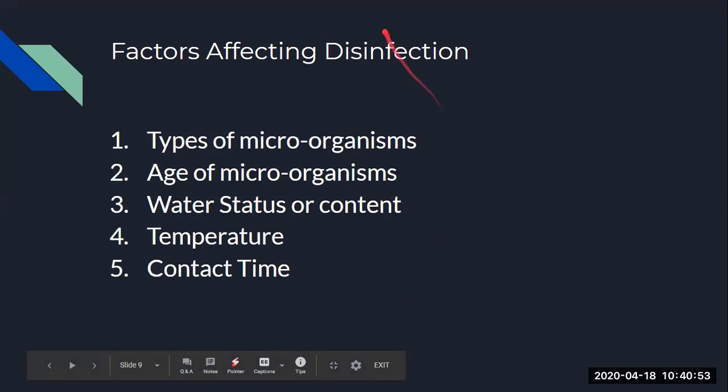Okay, so do we have any questions so far? In our first couple slides, we've actually covered quite a bit. We've looked at the different types of microorganisms. We looked at the life cycle of Giardia and Cryptosporidium. We looked at some of the diseases. We looked at pathogens. We looked at a definition for disinfection. Okay. We made a distinction between disinfection and sterilization.